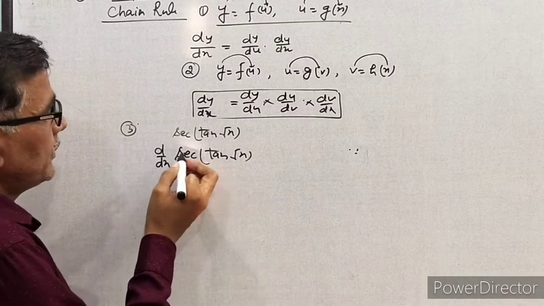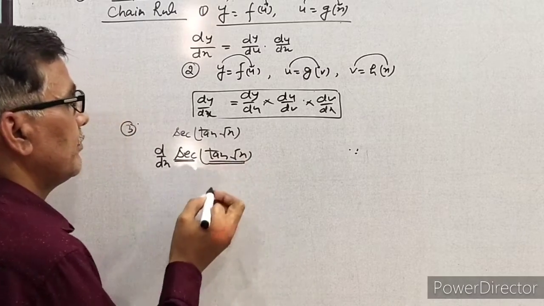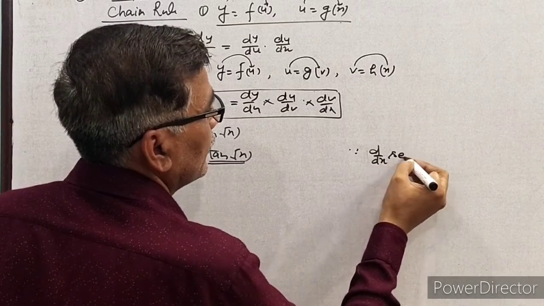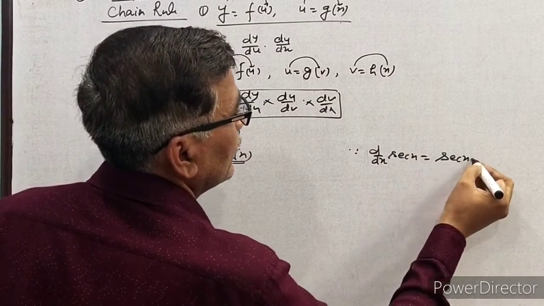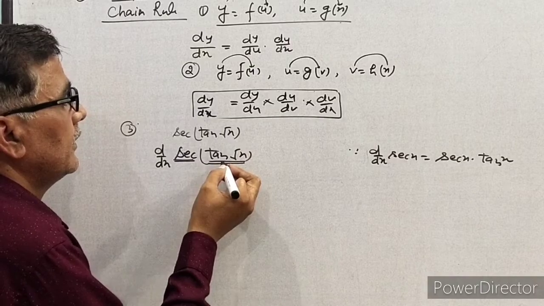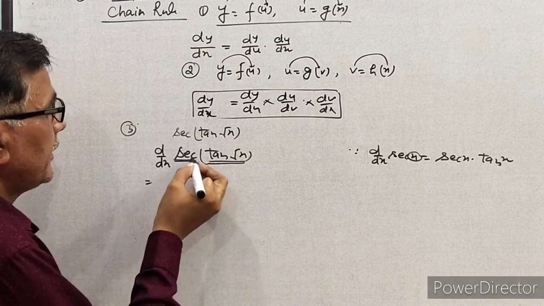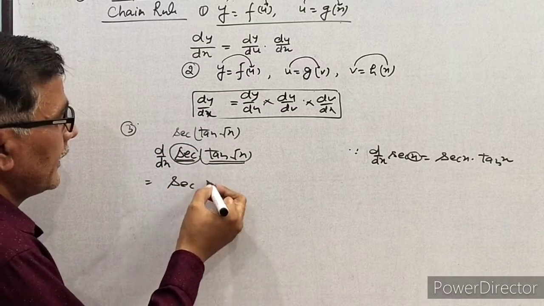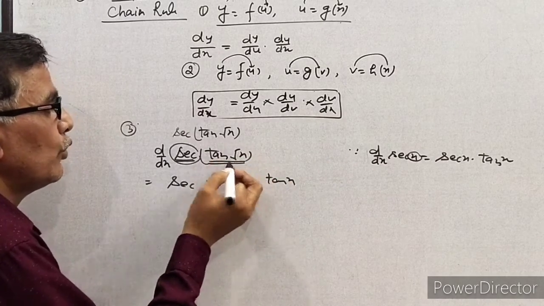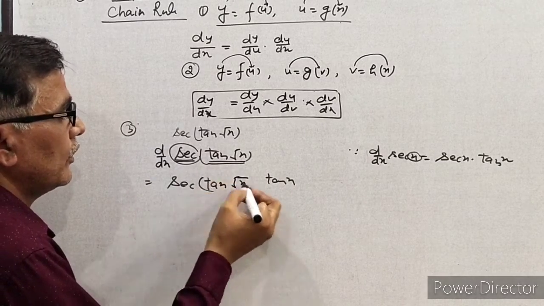To write the derivative of this, here the first function is sec x, so the rest of the function may be considered as x. We know the derivative of sec x is equal to sec x into tan x. Suppose tan root x is x, so the derivative of this sec becomes sec x into tan x, but in the place of x, here we are having tan root x, so we should write here tan root x in the place of x.